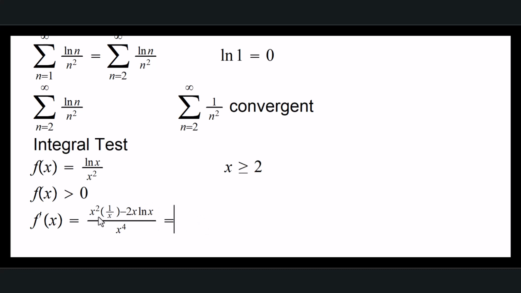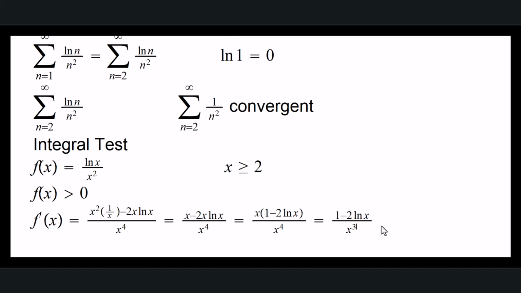And what does that become is that this reduces to x, and then we can factor an x out here. Let's do so. So 1 minus 2 ln x over x cubed. Remember, our x is greater than or equal to 2. And this changes to 1 minus 2 ln x over x cubed.